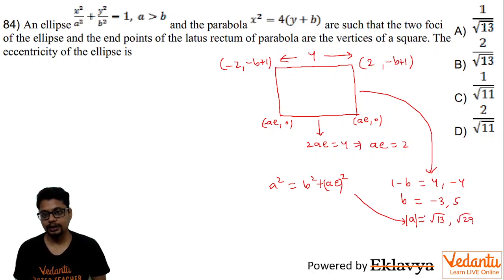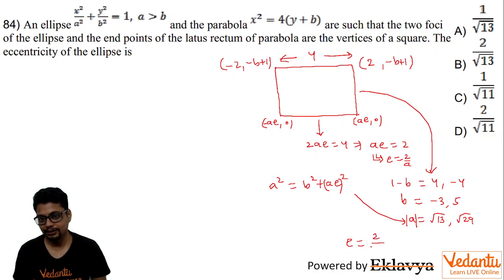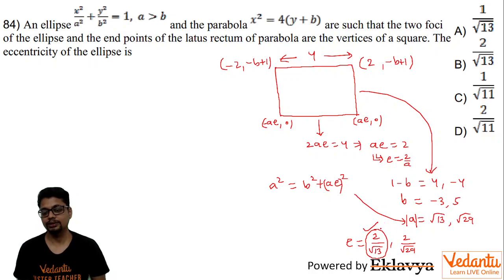And what about eccentricity? Clearly eccentricity is 2 by a, or rather 2 by mod a. The point here is that eccentricity would either be 2 by root 13 or 2 by root 29. Among the options, 2 by root 13 is there, so that is supposed to be the answer. Thanks for listening, and B is the answer.